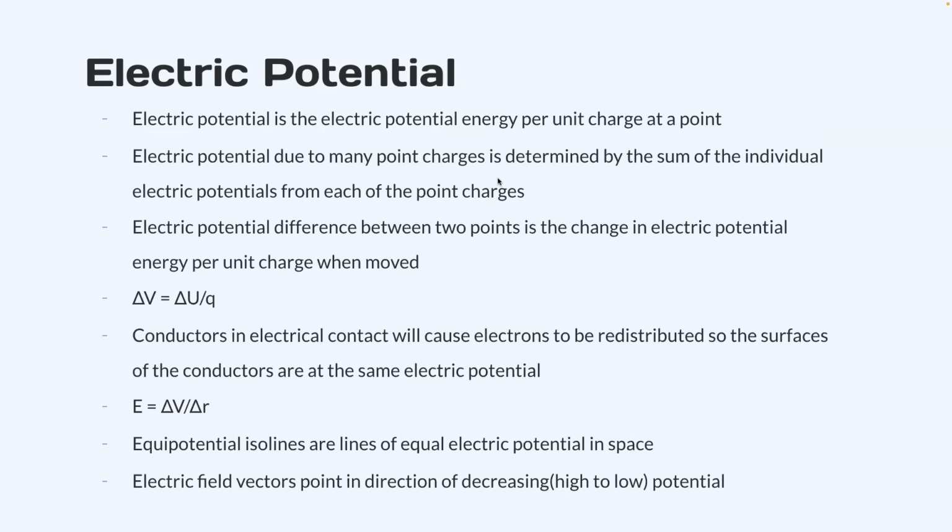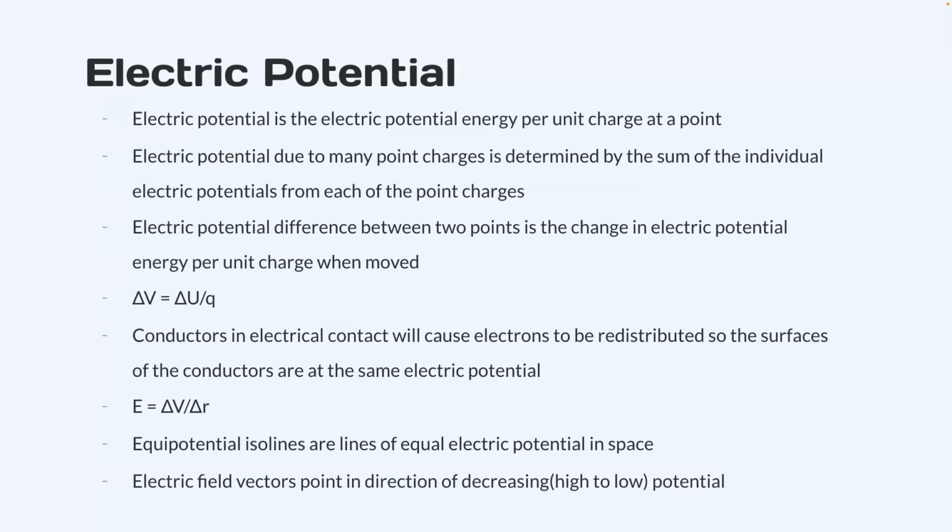Electric potential is the electric potential energy per unit charge at a point. So therefore, the units will just be joules per coulomb. Electric potential due to many point charges can be determined by the sum of the individual electric potentials from each of the point charges. So again, you'll just use a sum to find it. Electric potential difference between 2 points is the change in electric potential energy per unit charge when moved. And that's illustrated by the equation at the bottom. Change in V is equal to change in U over Q between 2 points.